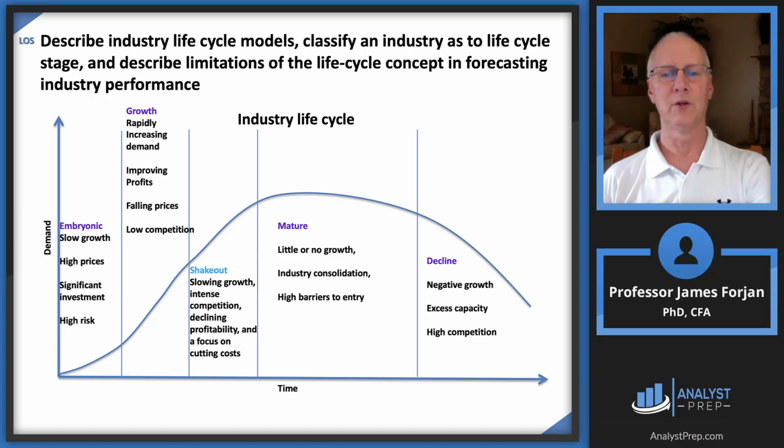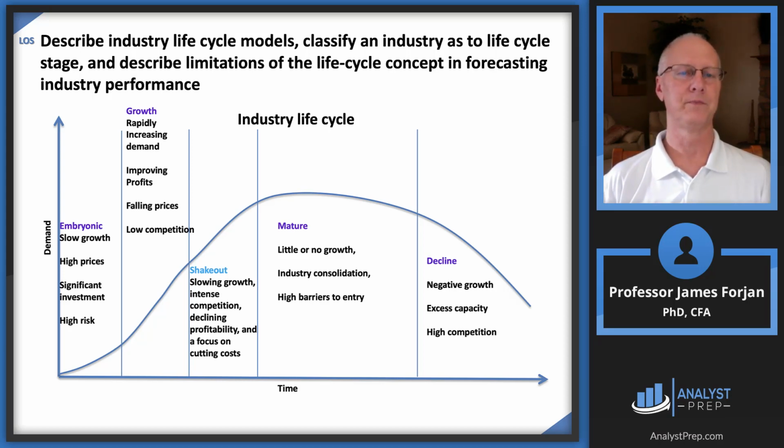And then once we hit the mature stage, let's call this the brand name product lines, there's probably very little growth. There might be some mergers and acquisitions, and there's pretty much significant barriers to entry. And then on the downslope, there's constrictions, there's excess capacity, and there's lots of competition.